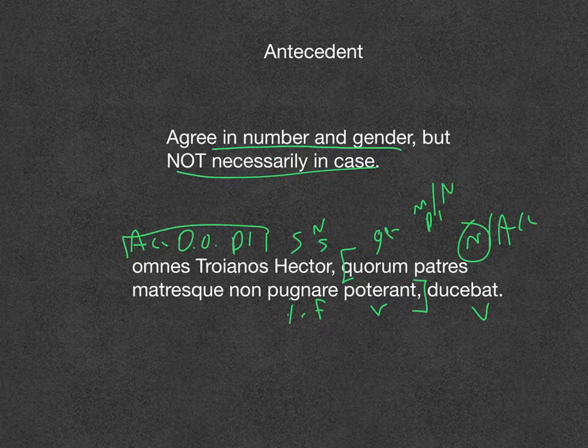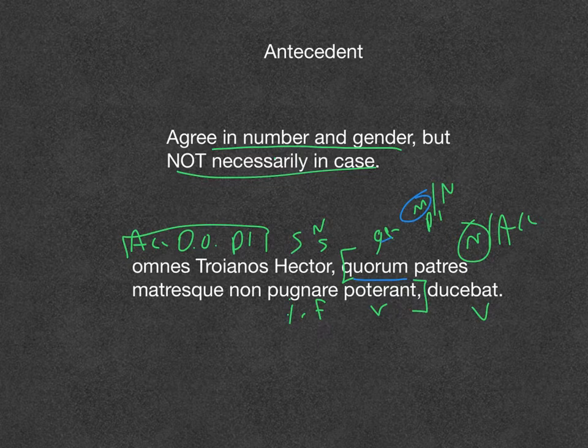Let's switch to blue. And we have to ask ourselves, what does quorum refer to? Does it refer to Hector? Is he the one that we're talking about? Or are we talking about all the Trojans? Well, let's take a look. We have a masculine idea there, but the thing is, these guys over here are all masculine. And so we need to make sure we understand that the masculine part is not what helps us here.